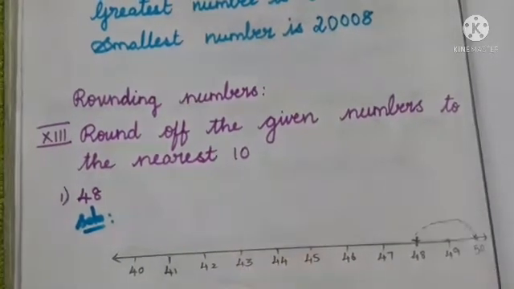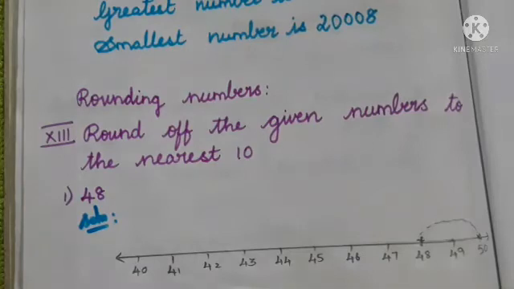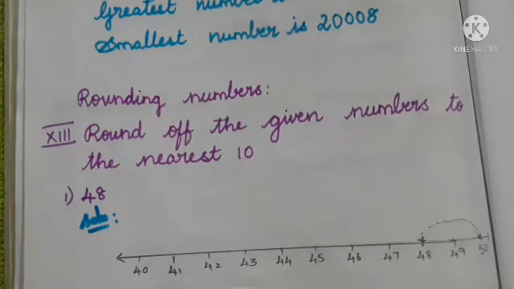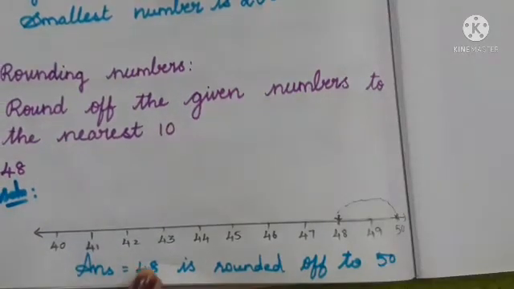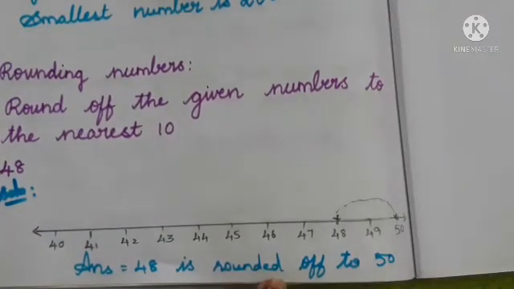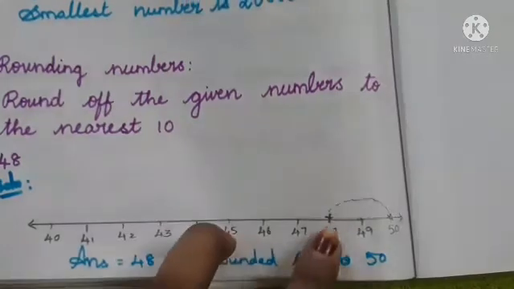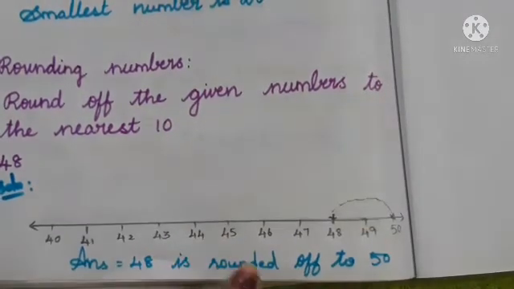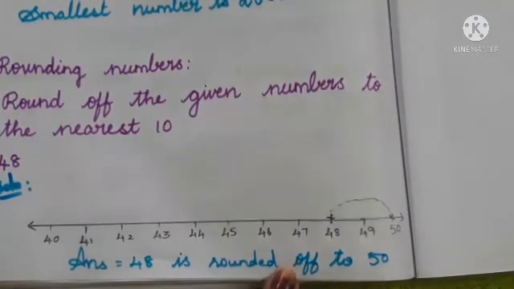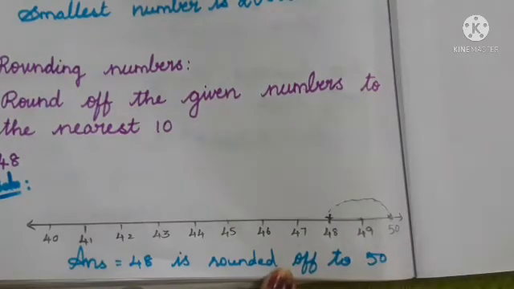So from here we can say what? Yes, 48 is rounded off to 50. Now we have the written answer: 48 is rounded off to 50 because 48 is very close to 50. Have you understood this? We can move on to the next problem.